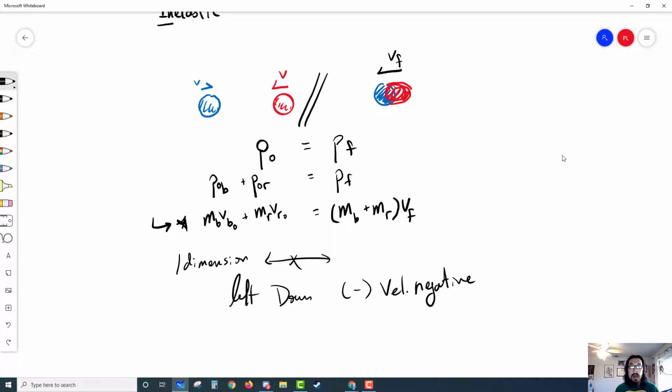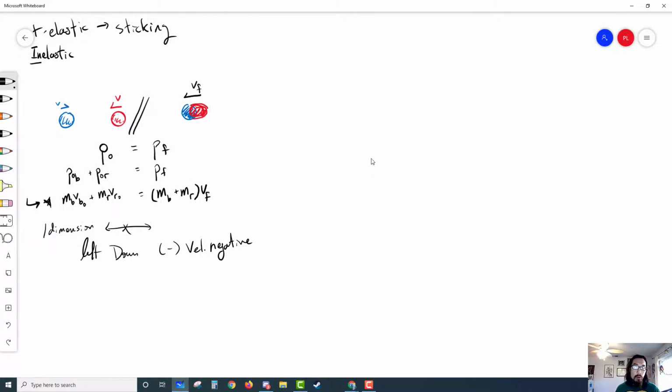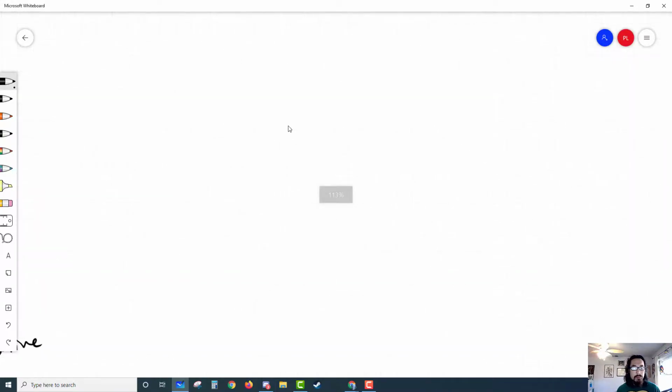All right, so that was a 2-object system. Now I just want to show you what would happen if we were to change this to, let's say, a 3-object system. So let's say, I'm not going to do the colors this time.